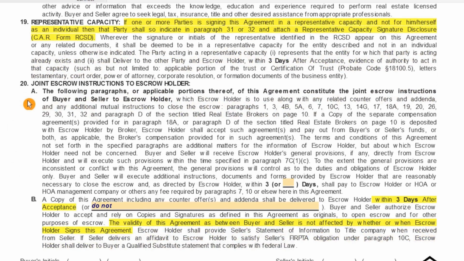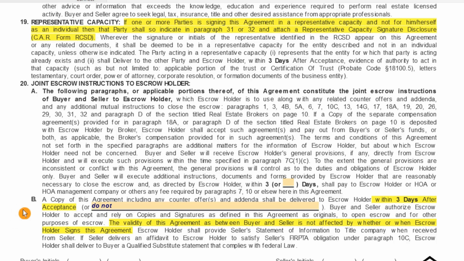Section 20 talks about the joint escrow instructions to the escrow holder, and as I called to your attention at the beginning of the video series, the RPA is the residential purchase agreement and joint escrow instructions, and this details what the escrow company will follow from the agreement, and it's specified in detail with all the different paragraphs that they incorporate to the escrow instructions.